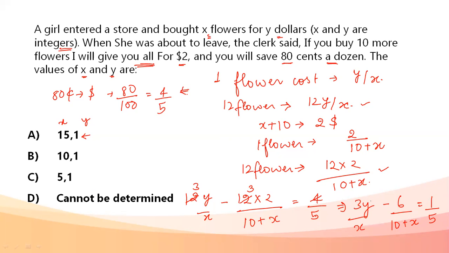So this becomes 3 into 1. Okay, 3 divided by 10. 3 by 10 minus 6 upon 11. Again, not equal to 1 by 5. Let's go for option C.